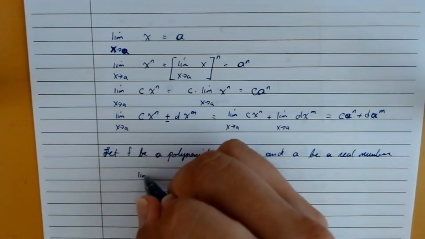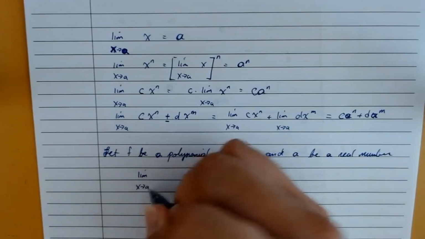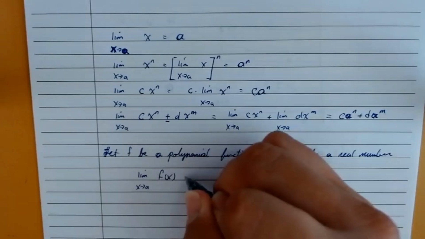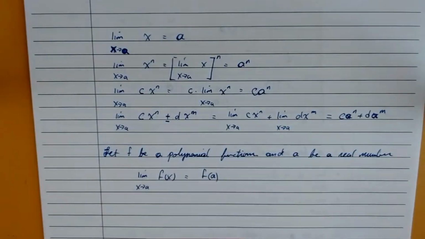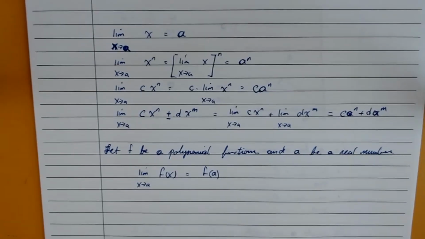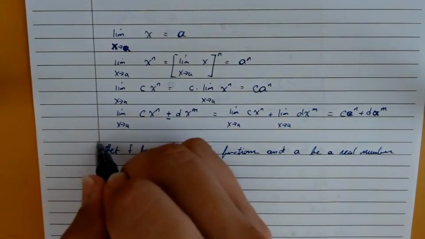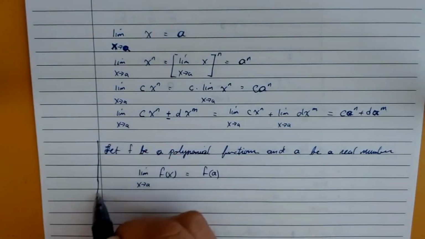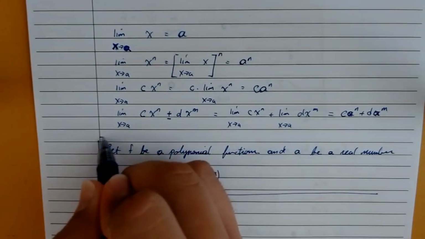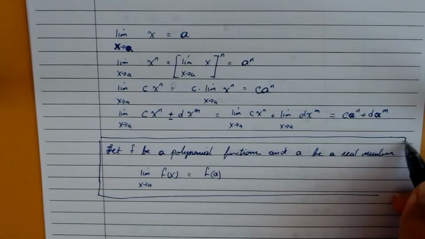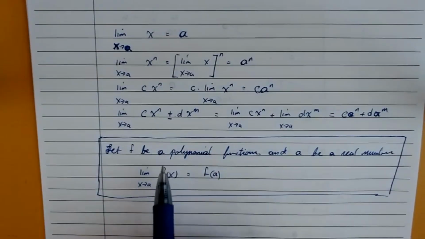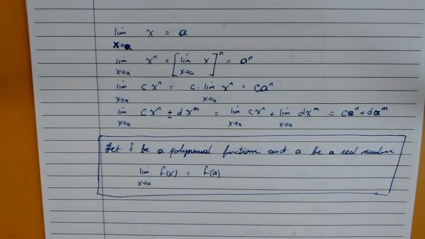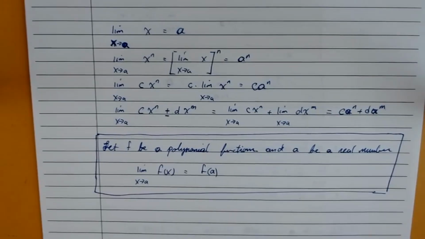Then if you take the limit as x approaches a of that polynomial function, that's the same as if you just took the a that you're trying to approach and just plugged it into your function. This is one of the most useful properties that we have of limits, because polynomials are one of the most common types of function. So let's take a look at some examples of this.